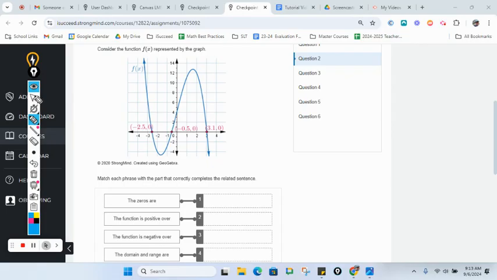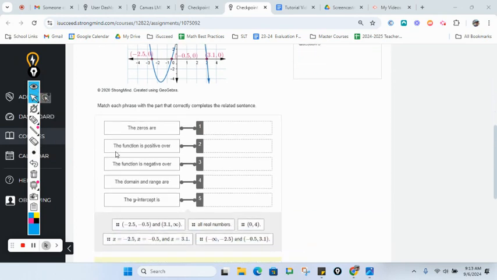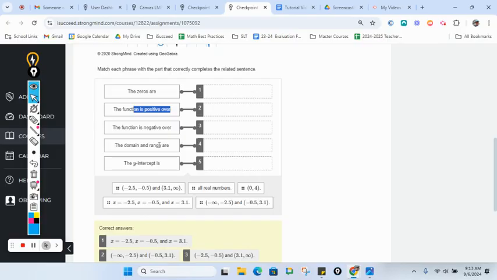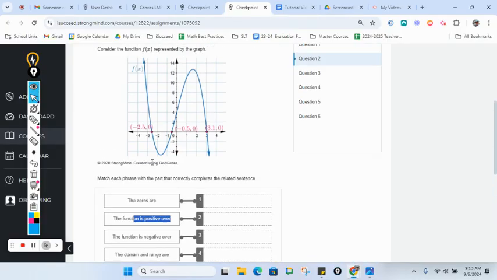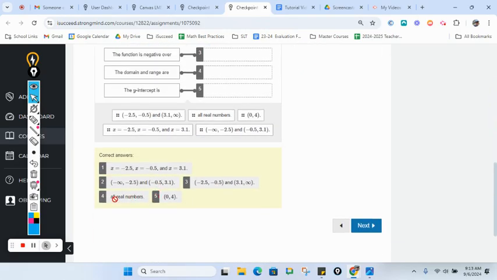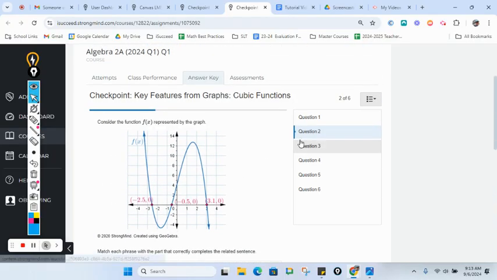So again, the vocabulary is what trips me up. Increasing and decreasing versus positive and negative intervals. Domain and range, all real numbers, and then the y-intercept. I think we can all identify that y-intercept.